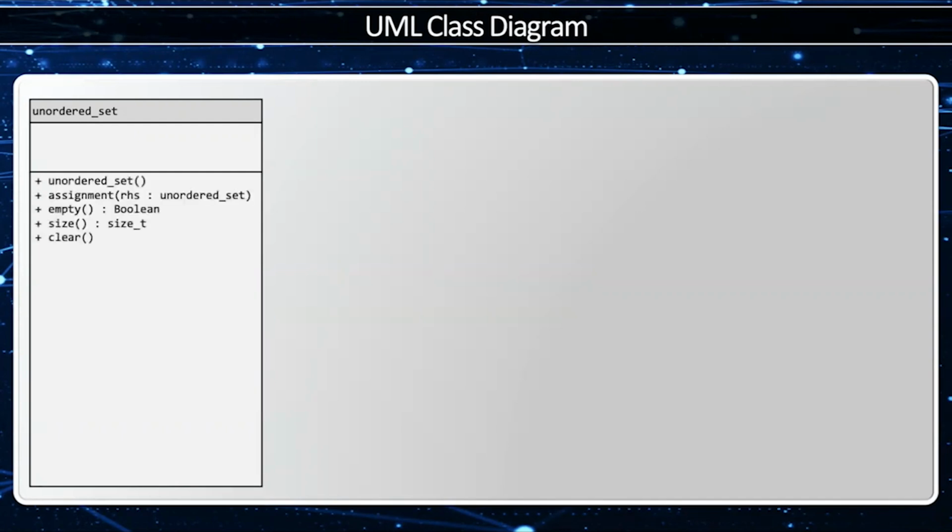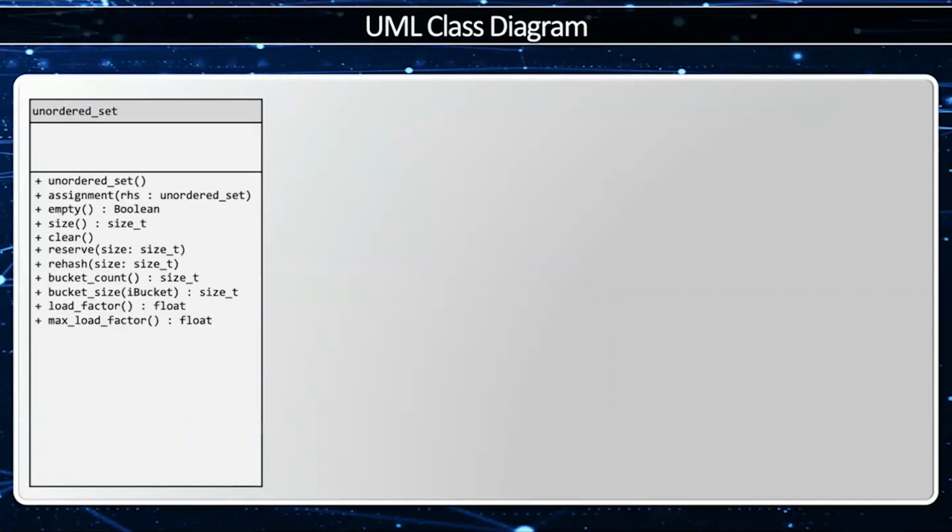Now we're going to start with the standard interfaces. The constructors, the assignment operator, is it empty, number of elements, and clear all elements. We also have reserve, which will reserve enough buckets to be able to handle the number of elements according to our load factor. Rehash, bucket count, which is the number of buckets currently in the hash, the size of a given bucket, the load factor, and the maximum load factor. All those are specific to the hash.